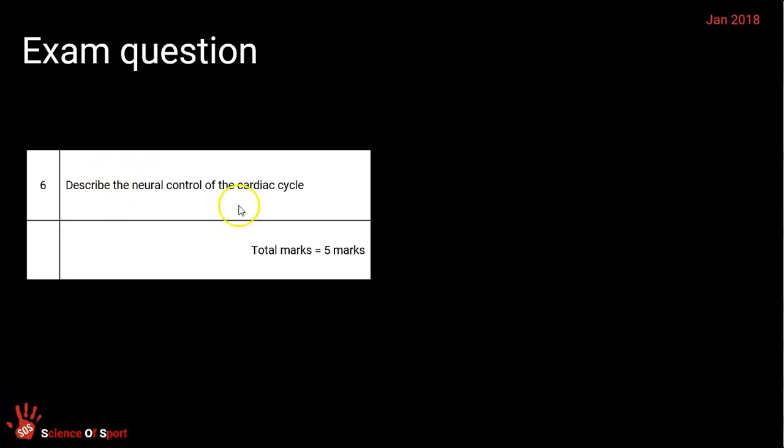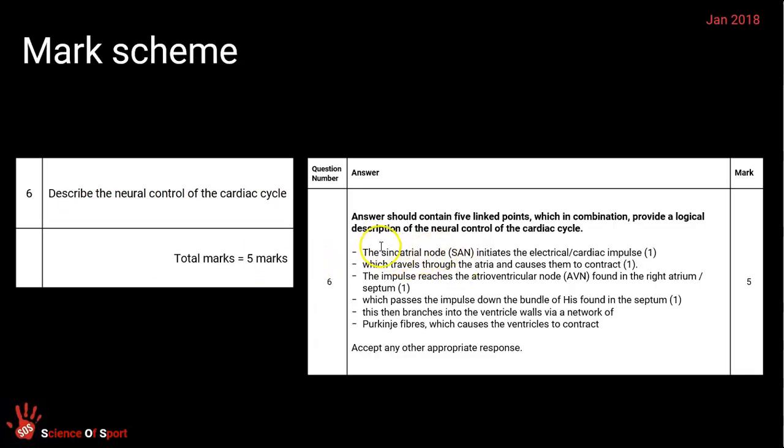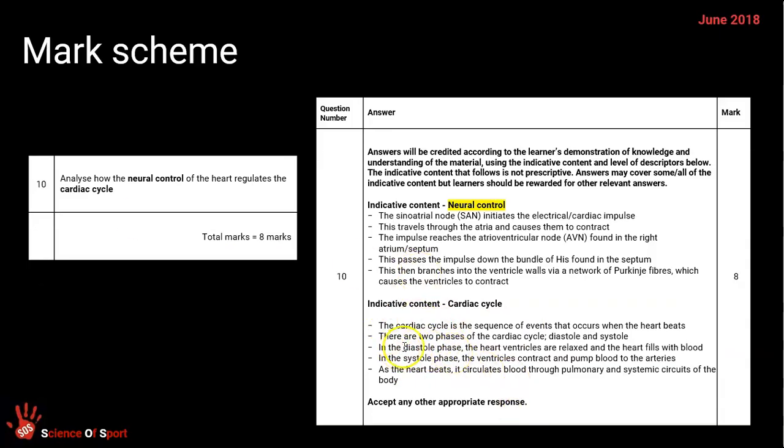So January 2018, there was another question, only a 5-marker, describe, so it's a different verb, less information is required, describe the neural control of the cardiac cycle. So it kind of wants both, but not quite in as much detail. And it really just integrates them a bit more concisely. The SA node initiates the contraction, the impulse that spreads through the atria, causing them to contract. The impulse then from the AV node goes down to the bundle of His and down to the ventricle walls and makes them contract, full stop. It doesn't give that extra detail about the cardiac cycle, the relaxation phase and the contraction phase.